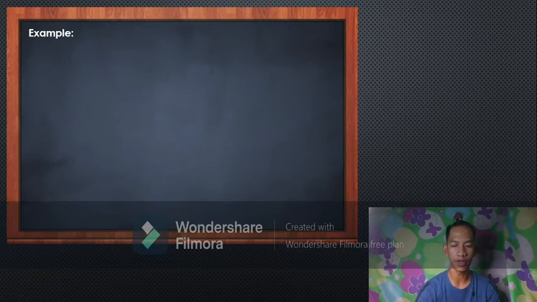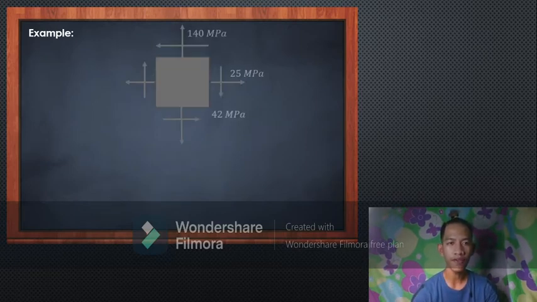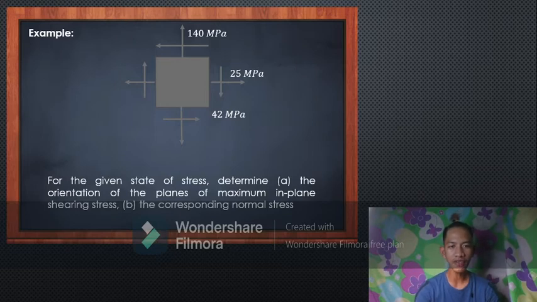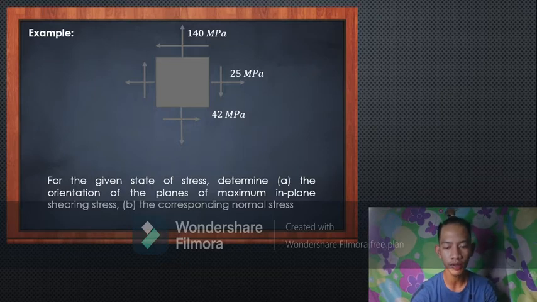Let's try this example. We have a figure of a stress element which has given values of 140 MPa, 25 MPa, and 42 MPa. The question is, for the given state of stress, determine A, the orientation of the planes of maximum in-plane shearing stress, and B, the corresponding normal stress. Let's solve this using Mohr's circle.